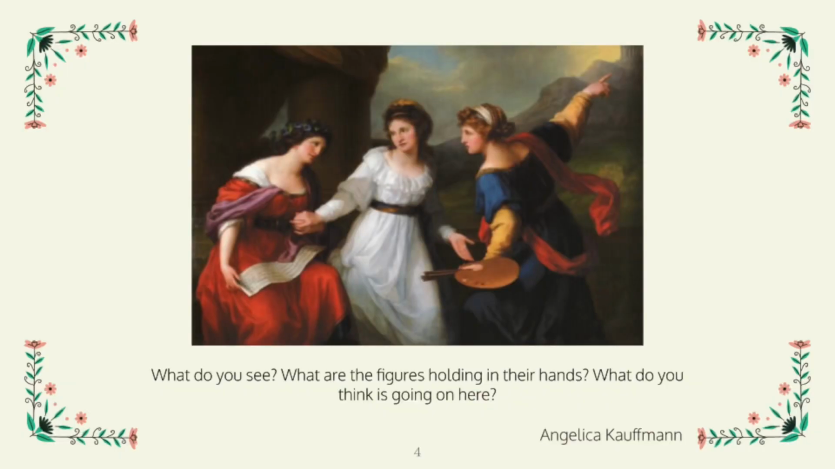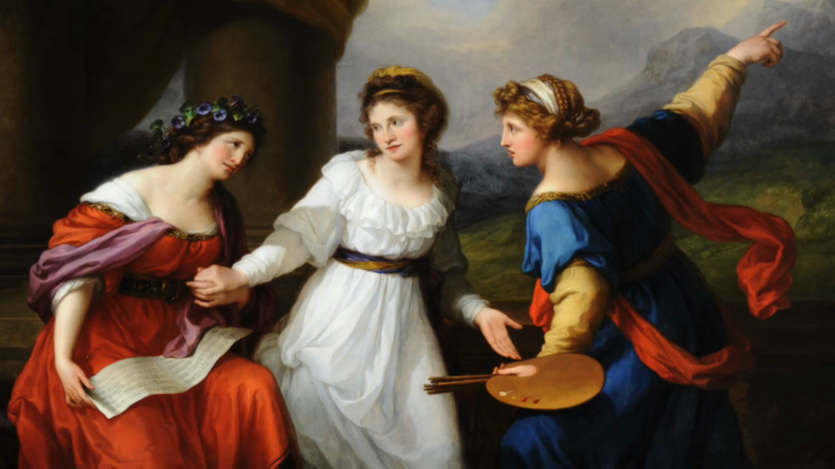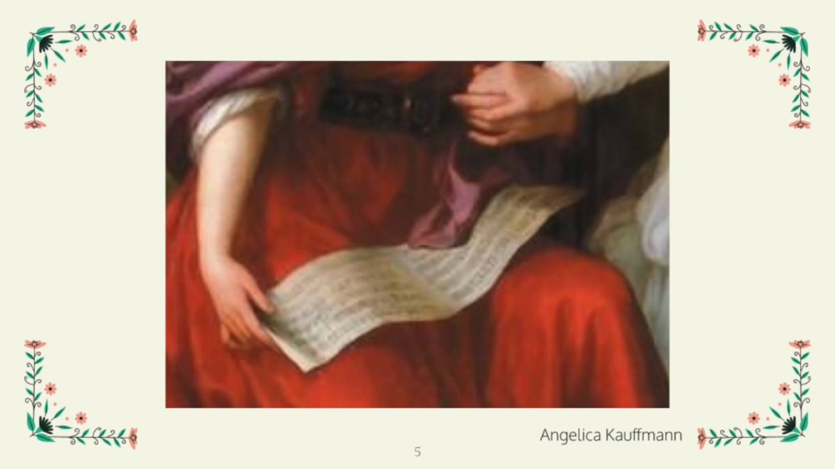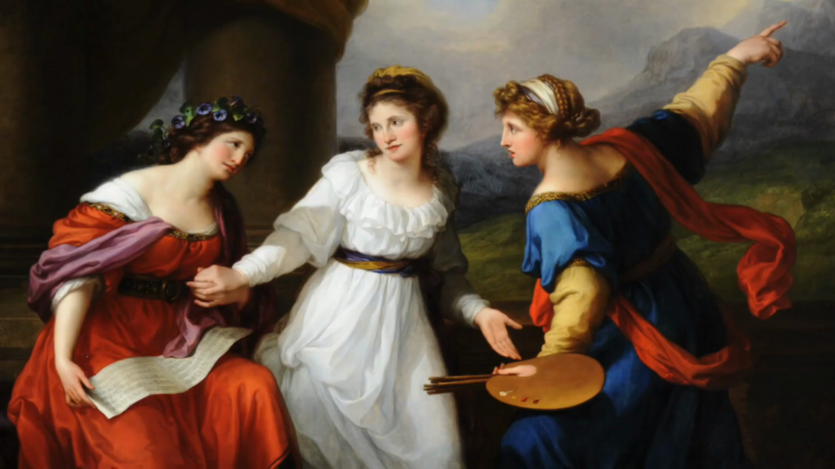Let's analyze this painting by Austrian-Swiss painter Angelica Kaufman. What do you see? There are three figures and they seem to be in conversation with each other, maybe even confrontation, as they look at each other expectantly, as if they are trying to convince one another of something. The two figures on either side are holding something in their hands. On the left, this figure holds sheet music, and on the right, the other figure holds a painter's palette. What do you think is going on in this picture?